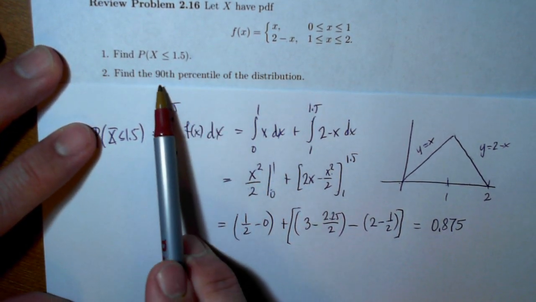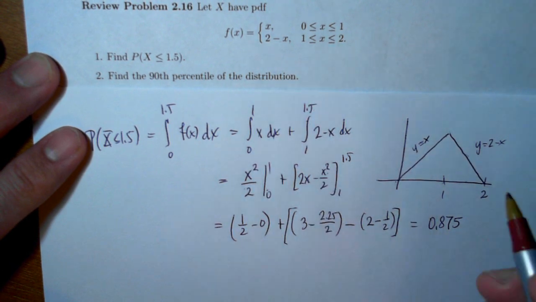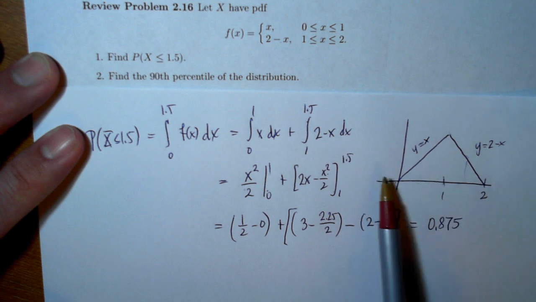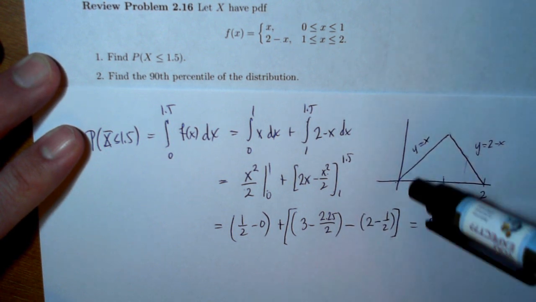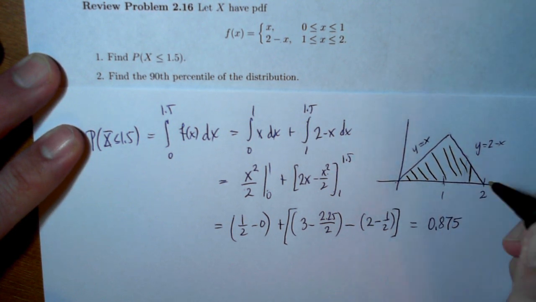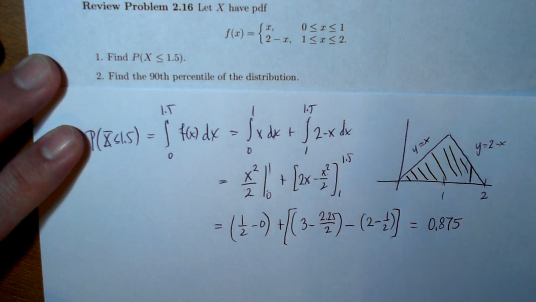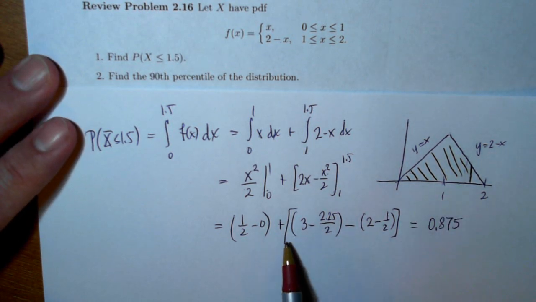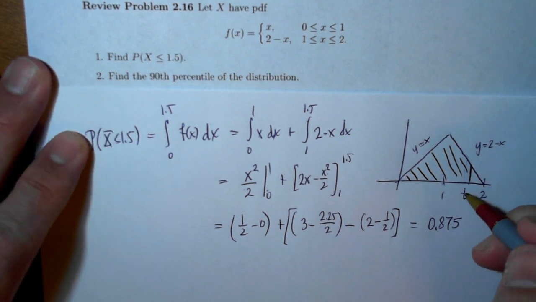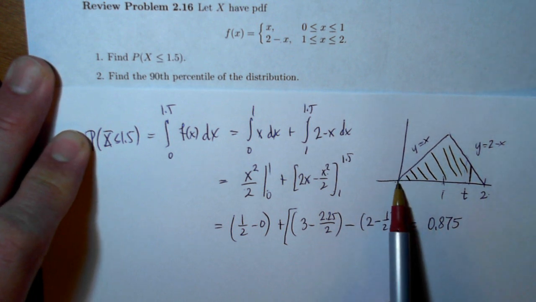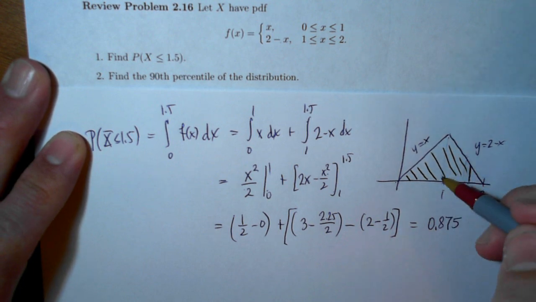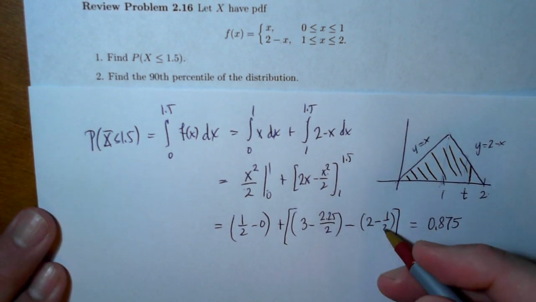The second part of the problem is looking for the 90th percentile of the distribution. So I've already established that 87.5% of the area lies to the left of here, and now I want to find the 90th percentile. I'll mark that here. I want to find the number so that this area here is equal to 0.9. Because I've done this extra work, I know full well that this number, whatever it is, I'll mark it as t, has to be between 1 and 2, because the area between 0 and 1 is only 1/2, 0.5. So the 50th percentile is here, so the 90th percentile must be over here someplace.